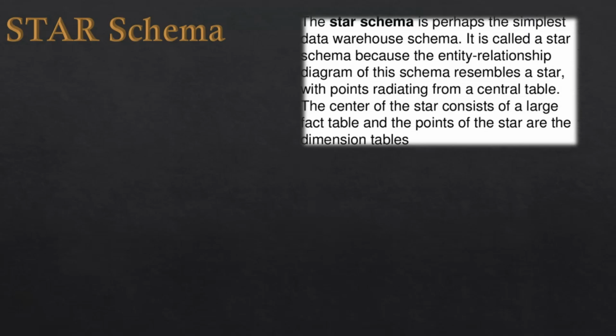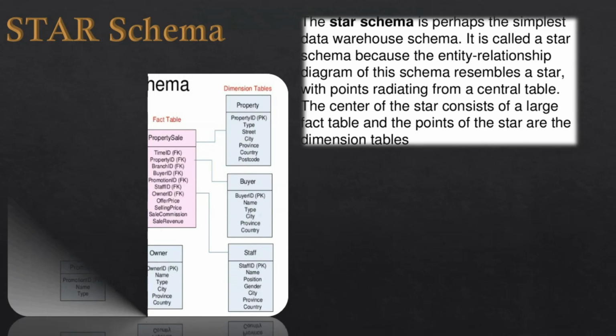Now going forward, I think we have covered a lot of details about basic setups, and now we can deep dive into the three main types of data warehouse schemas we have. Number one is the star schema. The star schema is perhaps the simplest data warehouse schema, and it is called a star schema because the entity relationship diagram of this schema resembles a star, with points radiating from a central table. The center of the star consists of a large fact table, and the points of the star are the dimension tables. Something like this, friends.